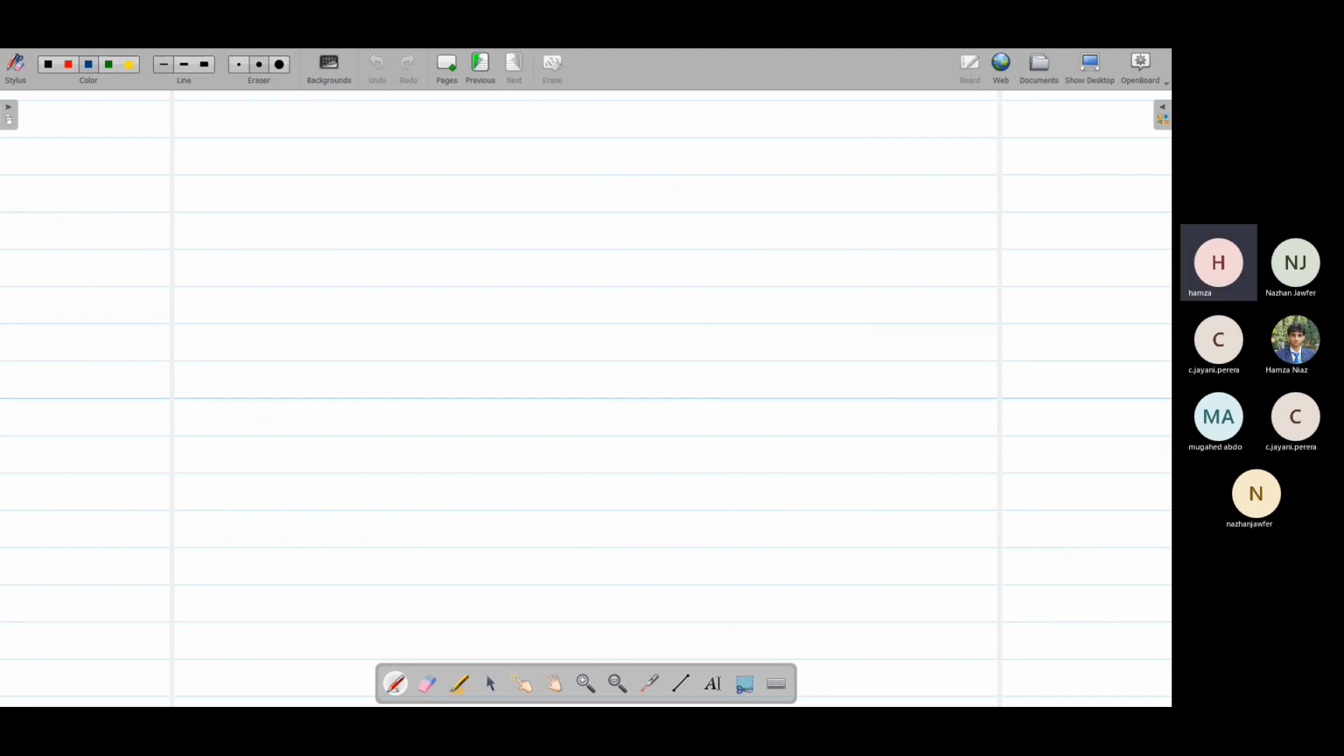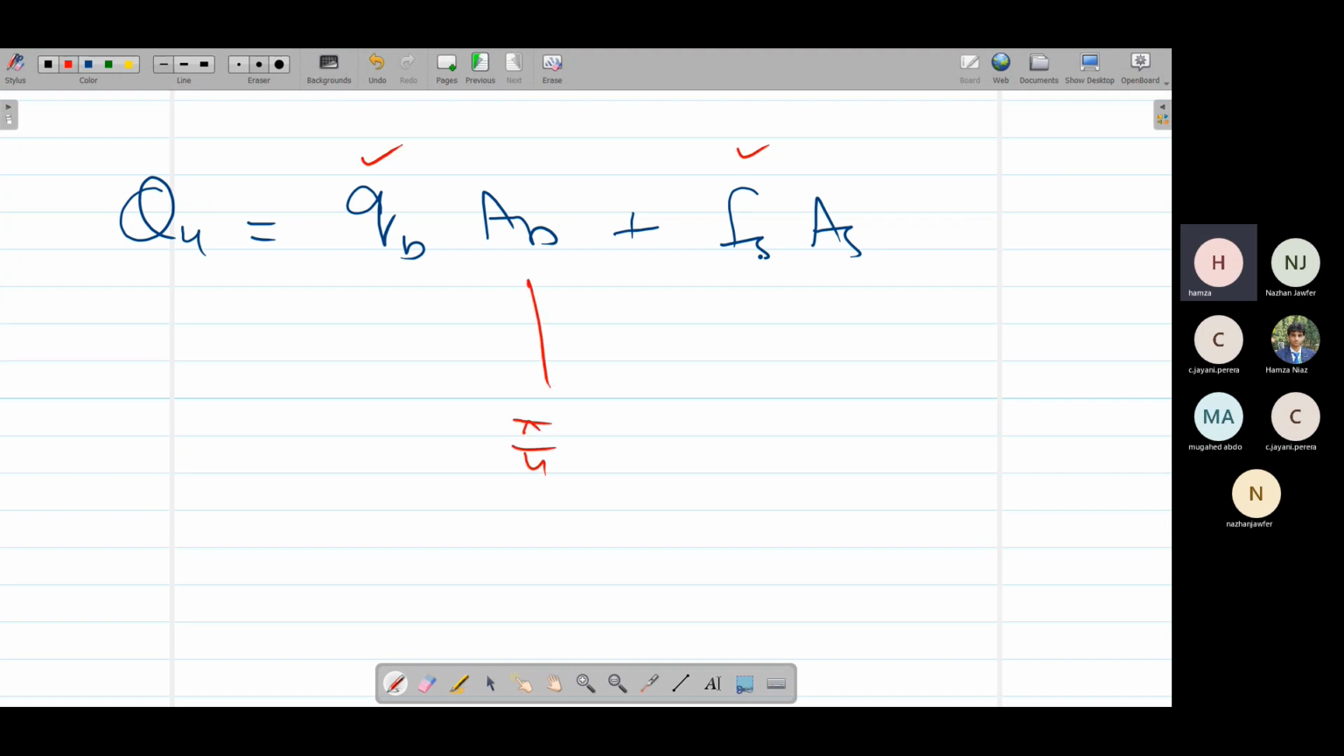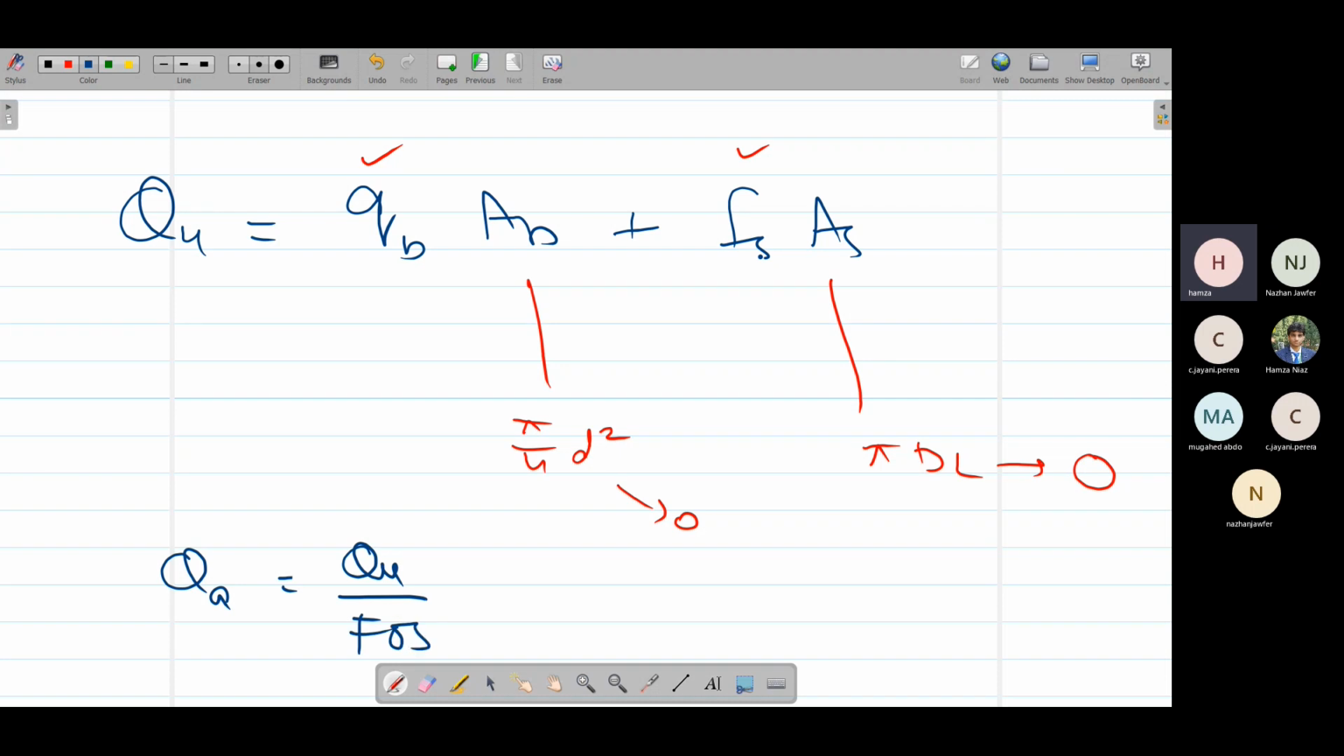So after getting these two resistance values or pressures, we'll get the ultimate load as QB times AB plus Fs times As, where QB and Fs we get from formula. AB is pi by 4 d square, like I discussed before, and As is pi d L for circular piles. So for circular piles, these are the values. After getting this QU, we'll get the QA as QU over factor of safety.